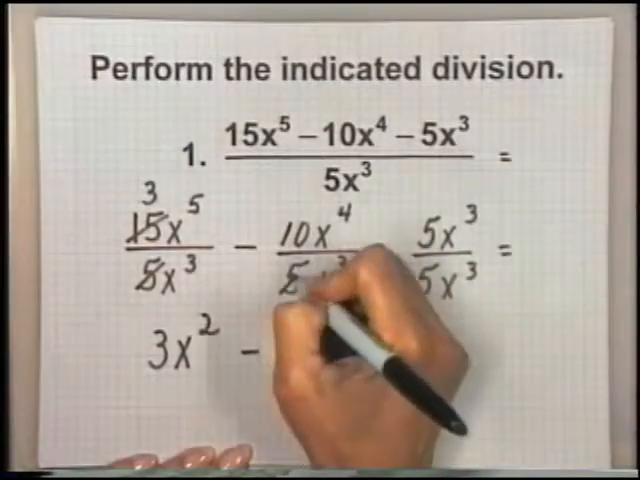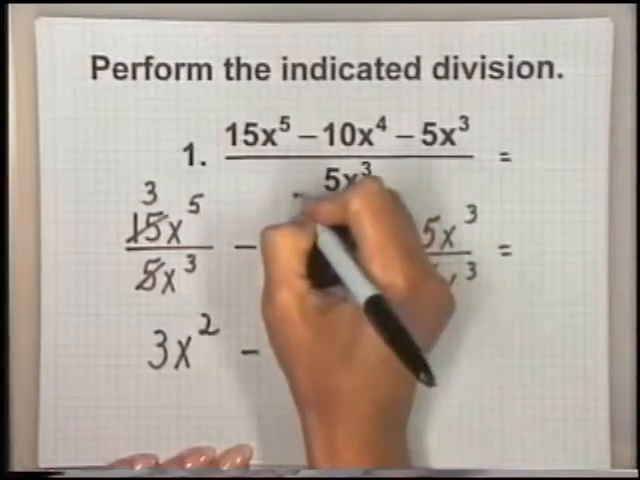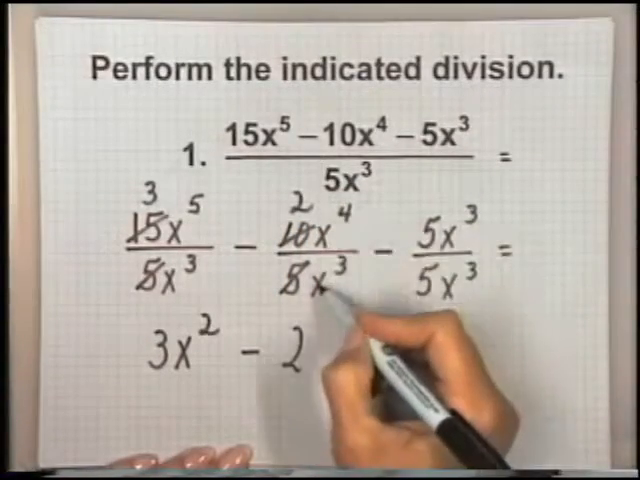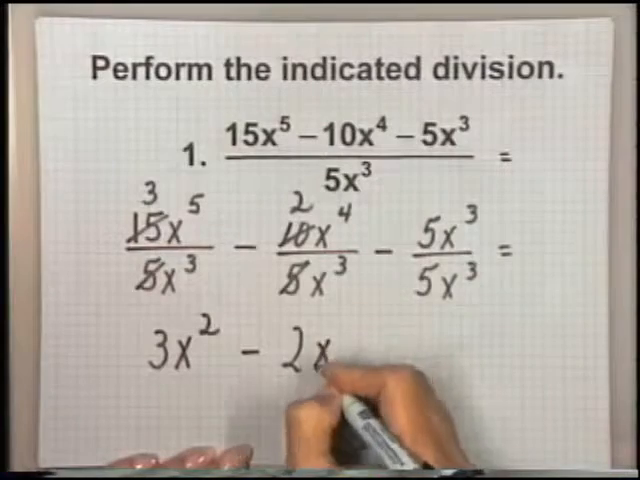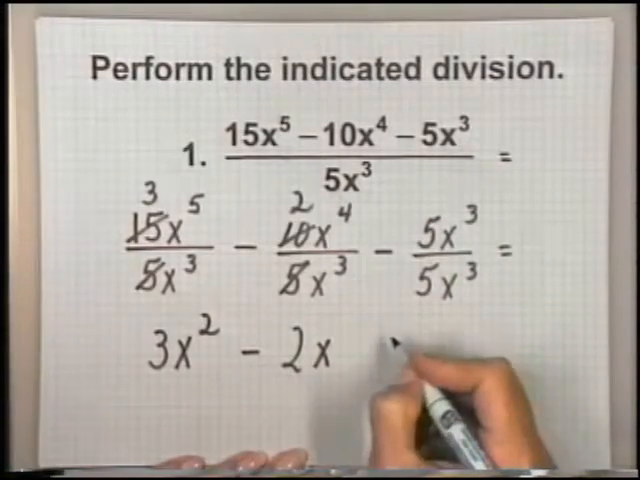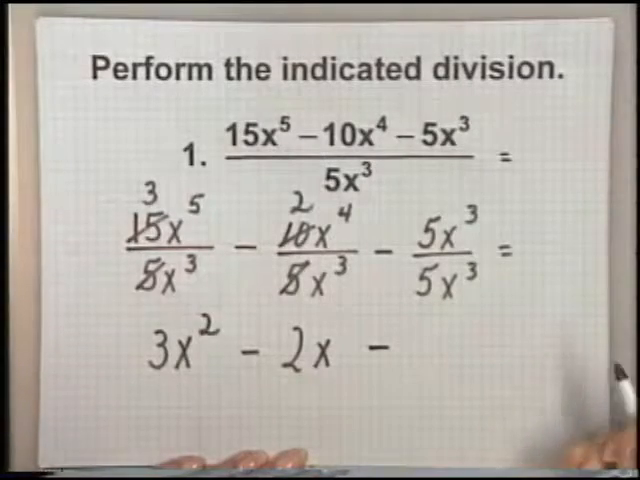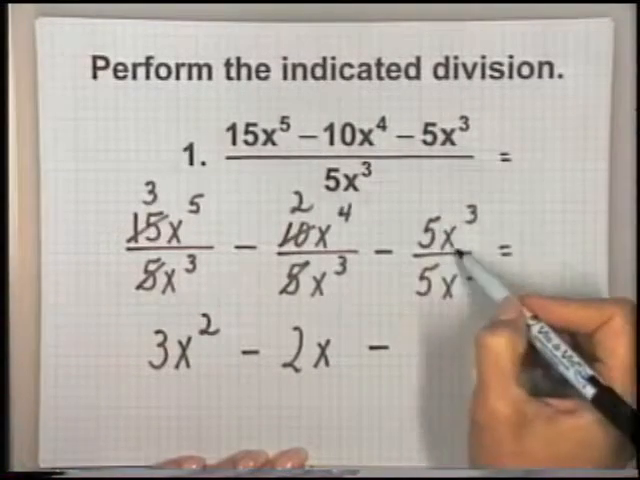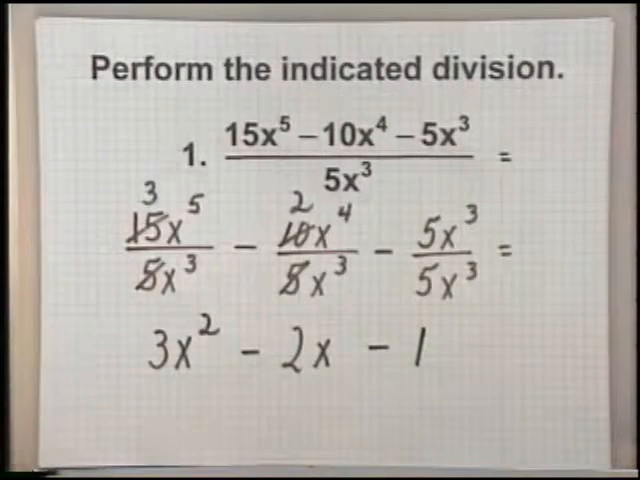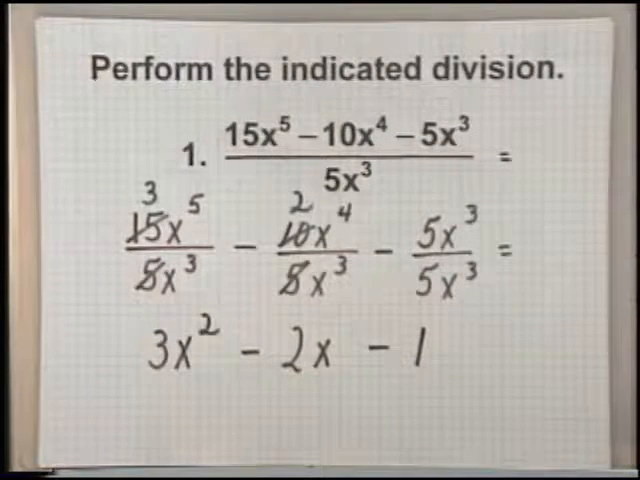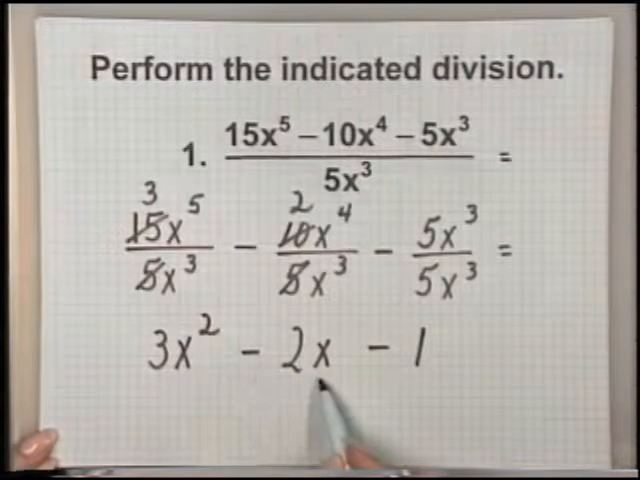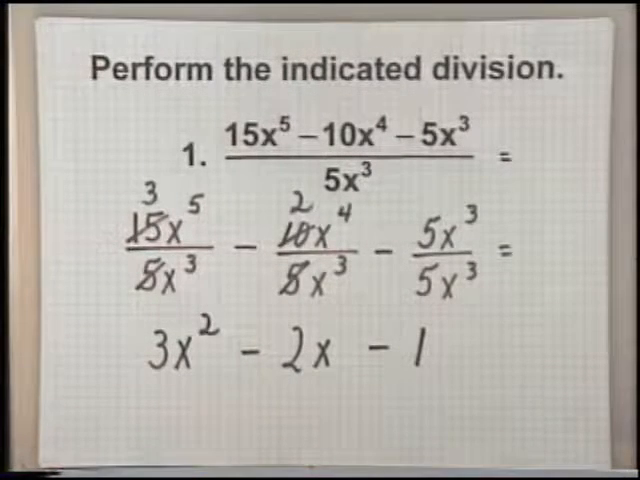For my second fraction, 5 goes into 5 once and into 10 twice. So I'll have a 2. And then x to the 4th divided by x cubed would be x to the 4 minus 3, which is the first power. I do not need to write the power of 1. Then I have subtract, and 5x cubed divided by 5x cubed is 1. So my result when I perform this division is 3x squared minus 2x minus 1.